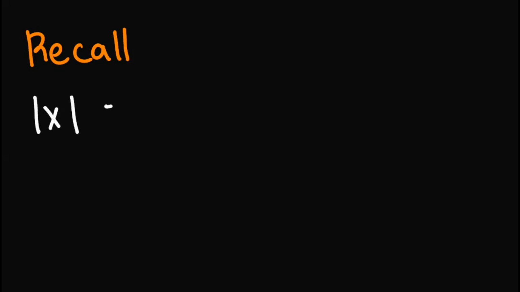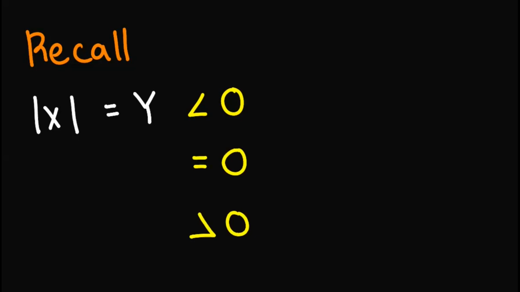But before we can solve those types of examples, let us first recall the three basic cases in absolute value equations, since we will be needing this in answering nested absolute value equations. So recall that if we have the absolute value of x and this one is equal to y, we either have y to be less than 0 or negative, y to be equal to 0, or y to be greater than 0. So that is positive.